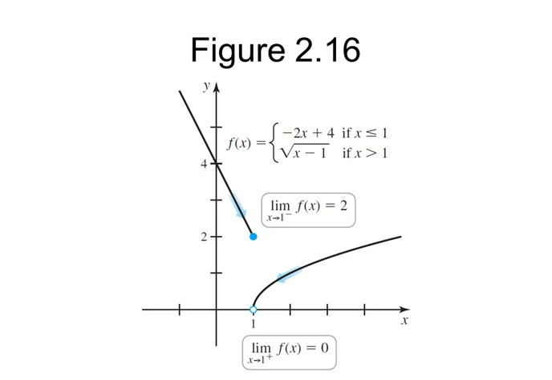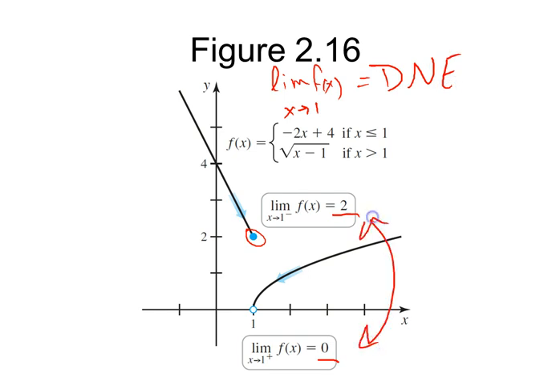If we evaluate the left-handed and right-handed limits, as x approaches 1 from the left, we're approaching a value of 2. And as x approaches 1 from the right, we're approaching a value of 0. So our two one-sided limits are 2 and 0, which tells us that the limit of f of x as x approaches 1 does not exist because our one-sided limits do not agree. Since these two are not equal, the limit does not exist.